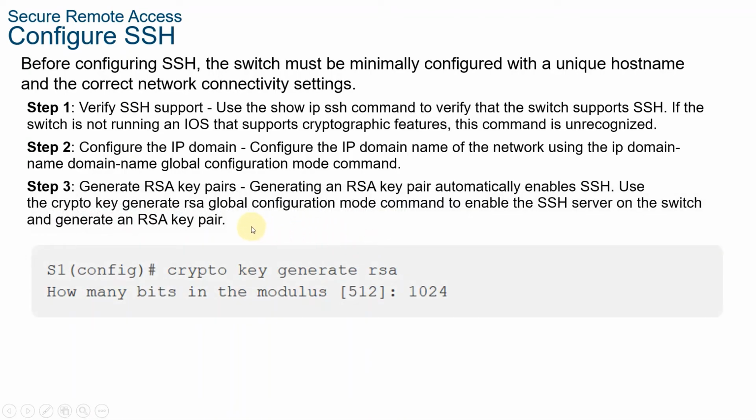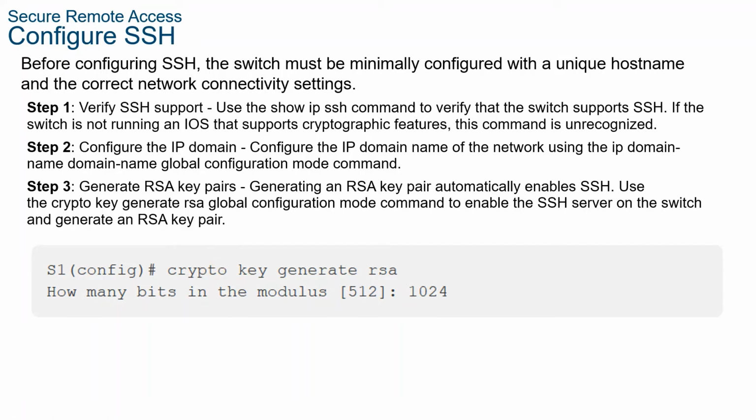Step number 3, generate RSA key pairs. Now, not all versions of the IOS default to SSH version 2, and SSH version 1 has known security flaws. So to configure SSH version 2, we issue the ip ssh version 2 command. Okay, that is in global configuration mode.